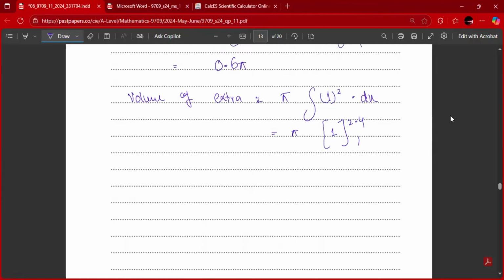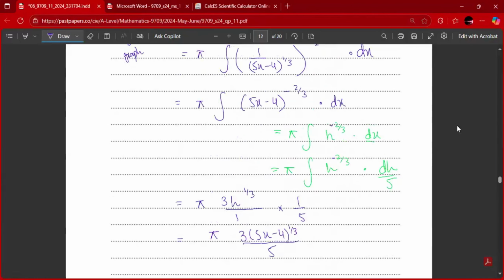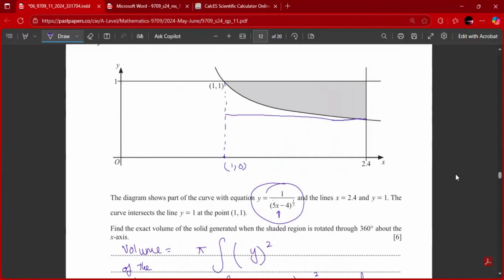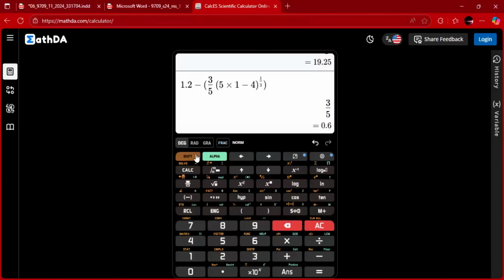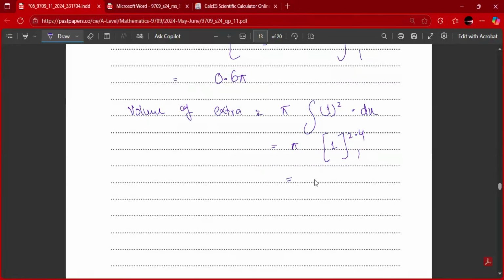2.4 and 1. y is 1. What is the value of my y region at this point? Can you tell me, guys? It is 1. And what do we use when finding the volume when it's rotated on the x-axis? We use the value of y. And what is the value of my y here? It is 1. That is why we're writing 1 here. Let's solve this now. 2.4 minus 1 is 1.4. So it's equal to 1.4.